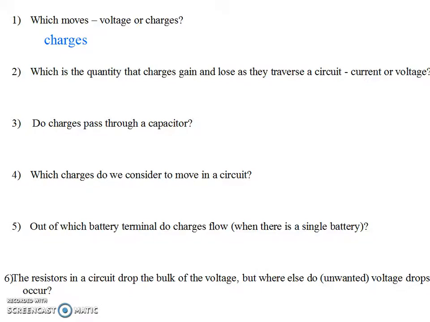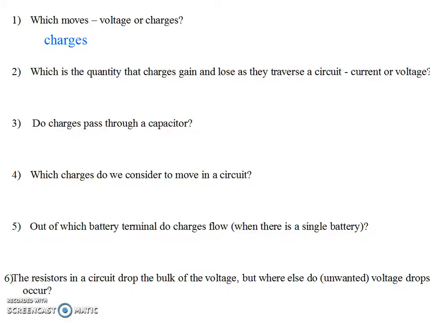And unfortunately, sometimes even professionals talk about the voltage moving through a circuit, the voltage moving through a resistor, or something like that. That's completely wrong. The voltage doesn't go anywhere. The voltage is there, the potential difference is there, but the charges are the things that move. And of course, when charges move, that's called current.